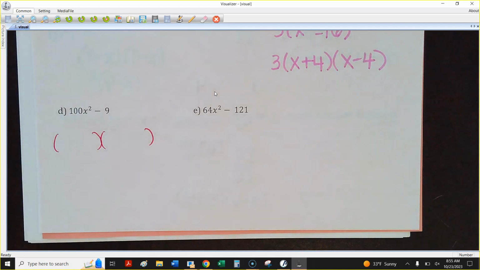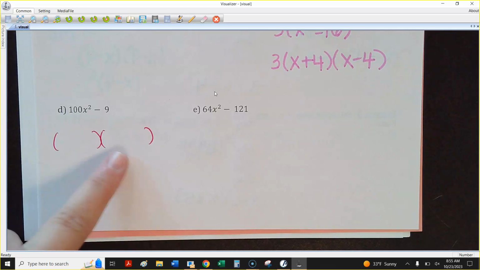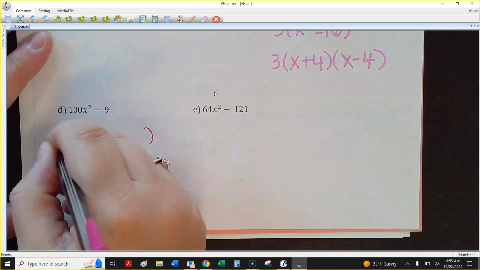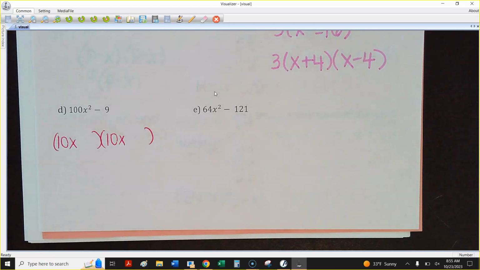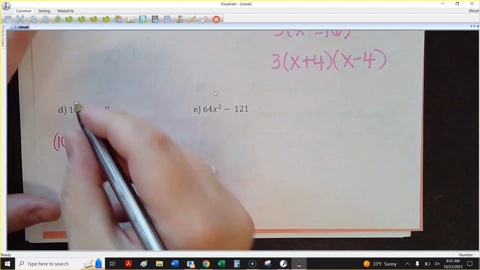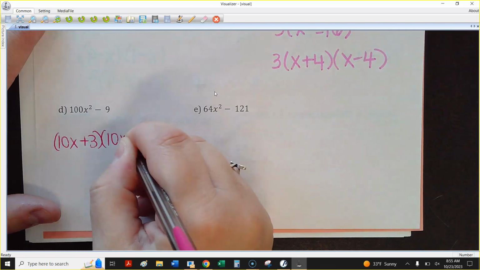If I'm just going to try and take the square root of each of those terms, what would you write down in the parentheses? Not a plain x. What would I write down at the beginning of each of those? 10x. Okay, it's literally the square root of the whole thing. So 10x. If you FOILed this back out, 10x times 10x, the 10 times 10 would give you the 100. The x times x would give you the x squared. And you guys already know the square root of 9 is 3. So one of them would be a plus 3, one of them would be a minus 3.